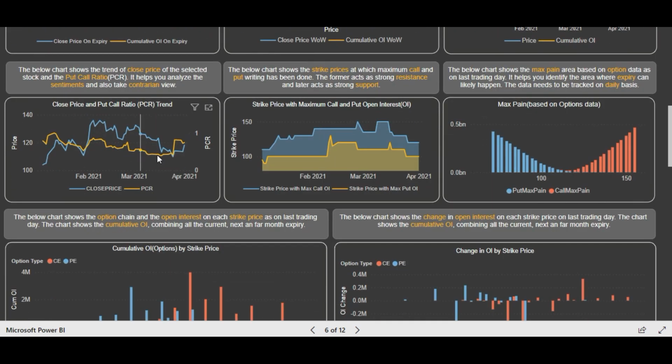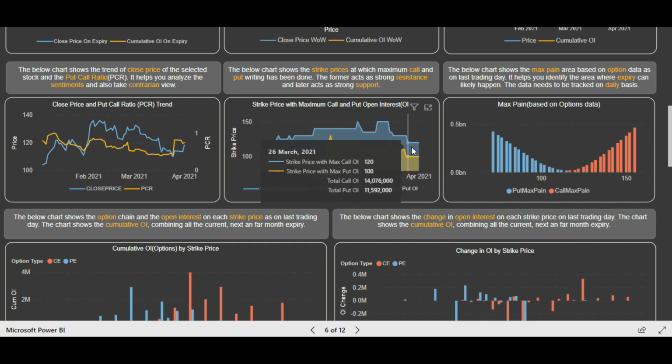In the PCR trend, you see there is a sudden jump and put writing is done. It means put writers are getting more aggressive and put writing has been done. Now let's see the major support and resistance levels as of now.